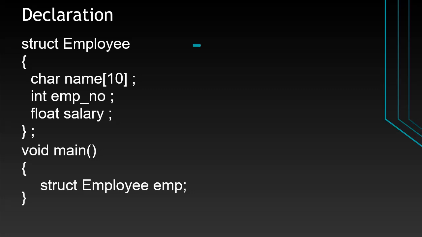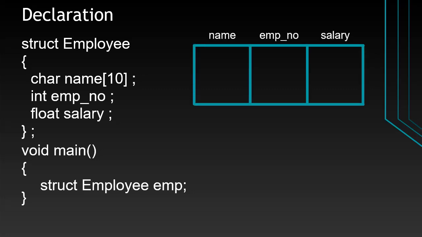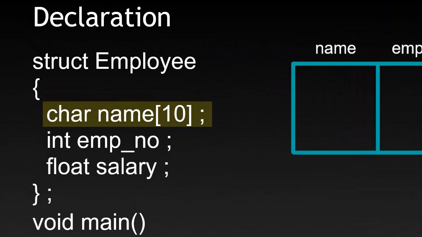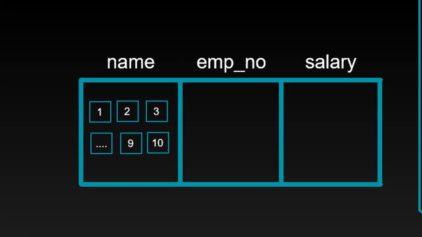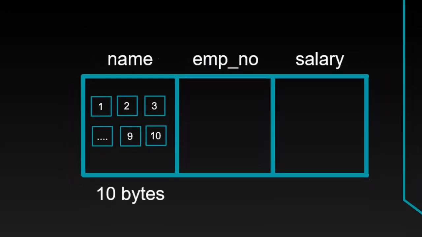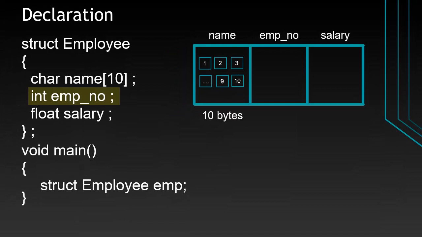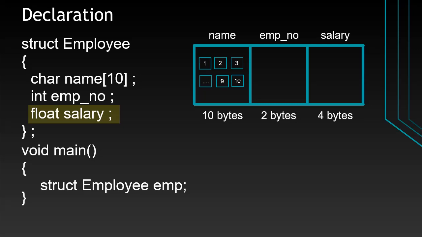When you declare, memory will be allocated for each member of the struct in a single block. Now name is a variable with an array of char data type. One char variable needs 1 byte, hence 10 char variables need 10 bytes. So the first part in the block will be 10 bytes. Similarly, emp number is a variable of integer type, so the second part in the memory will be 2 bytes. And salary is of float type, hence 4 bytes will be the size of the last part. Therefore, the total size of this block will be 16 bytes.